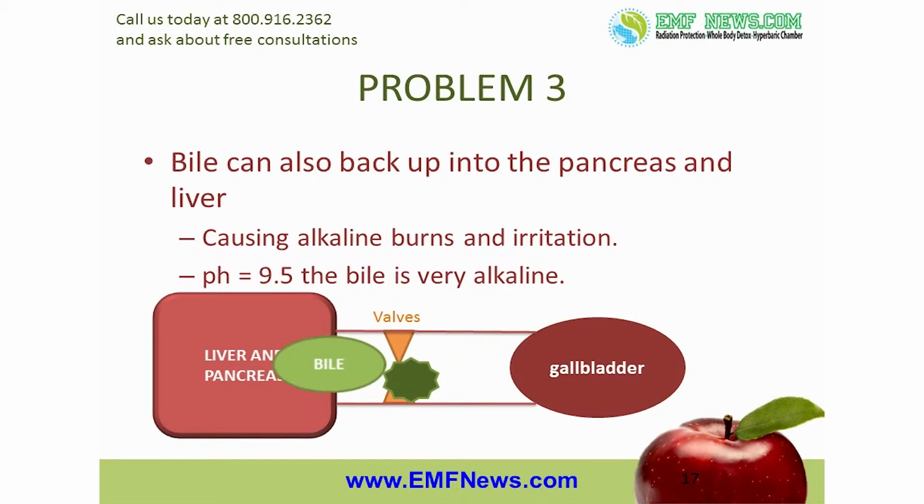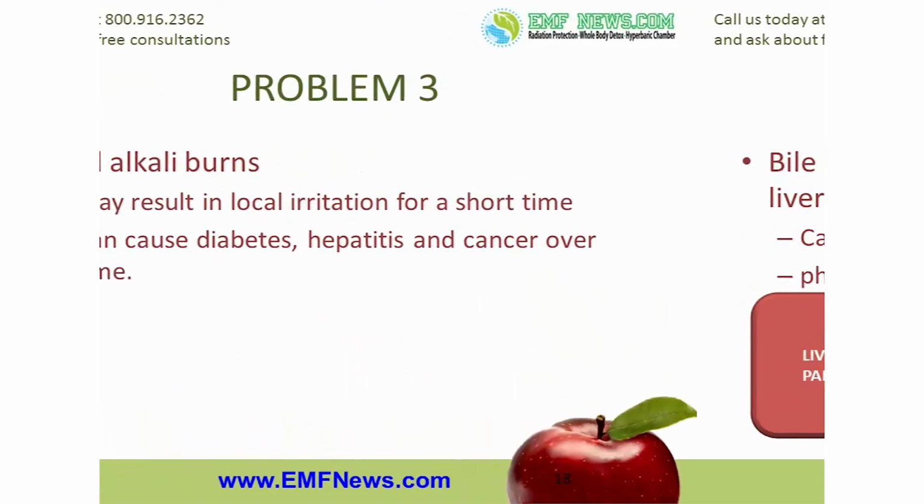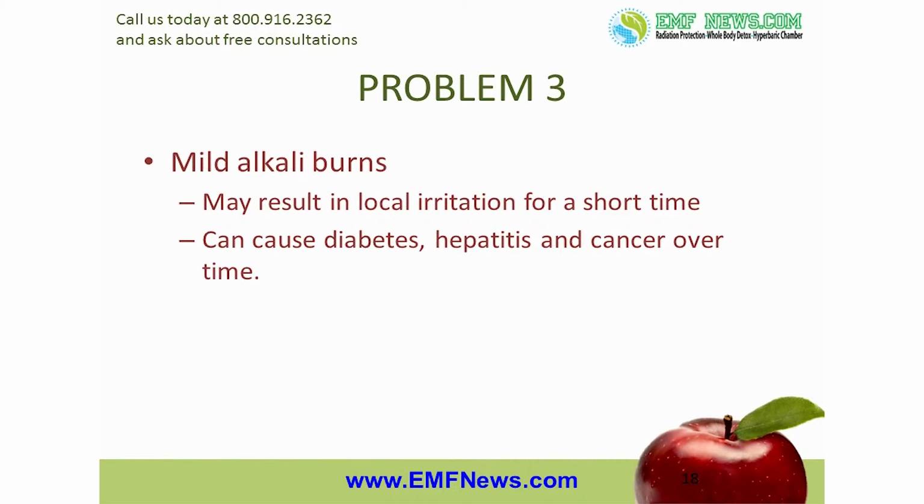If a small stone finds its way into one of these valves, the valve can get stuck in the open position. If this happens, then every time the gallbladder contracts to squeeze the bile into the small intestines, it can also squeeze the bile into the pancreas and the liver, causing caustic alkali burns and irritation. You see, very alkaline substances can burn us just as easily as very acidic ones. And with a pH of 9.5, bile is very alkaline. Mild alkali burns for a short time in these organs may only result in local irritation, but over a long period of time, these alkali burns can cause diabetes, hepatitis, and cancer.